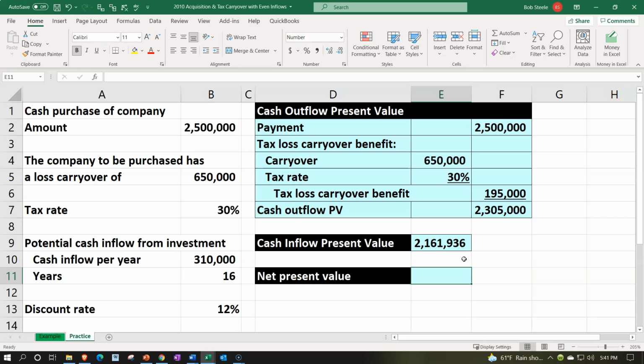That gives us the $2,161,936. If we subtract the 2 out, the inflow is going to be, I'll do it this way, the inflow is the $2,161,000. The outflow is the $2,305,000. So we have a negative amount here for the net present value, meaning the outflows are greater than the inflows when we present value them. Therefore, we would assume here not the project we want to pick because it's not clearing the rate of the 12%.